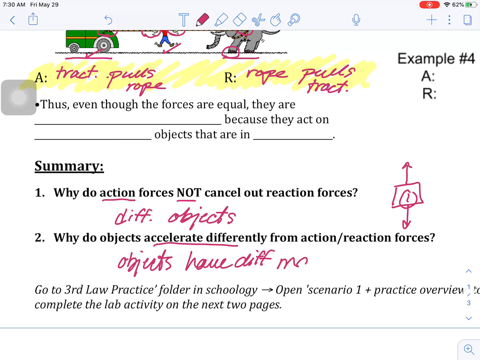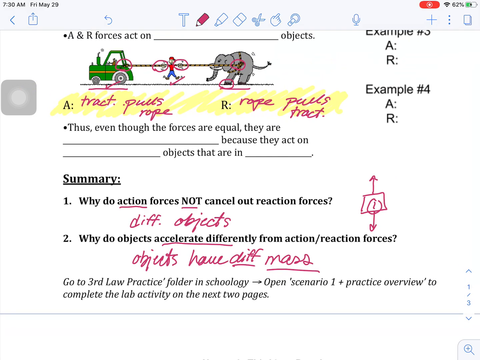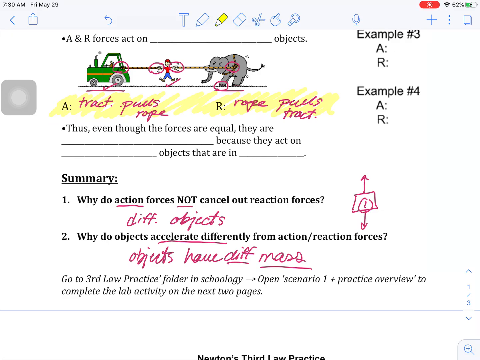So that trampoline example is a great one because even though the forces are equal and opposite, the person flies through the air, but the trampoline isn't flying across the yard, something like that. So you should be complete there.